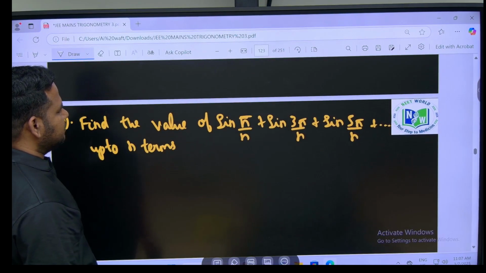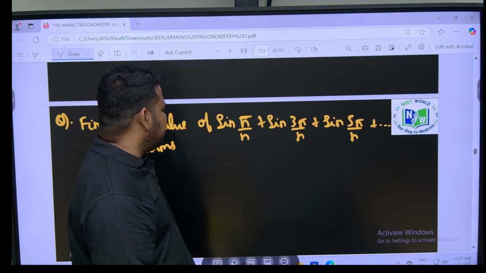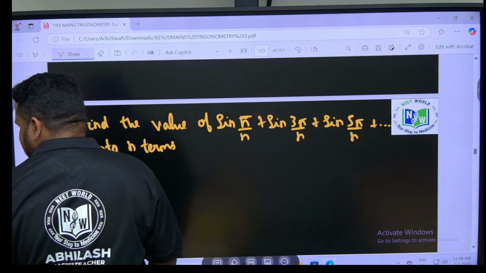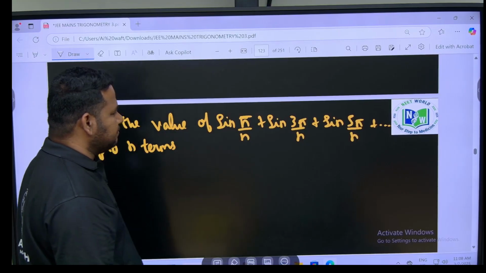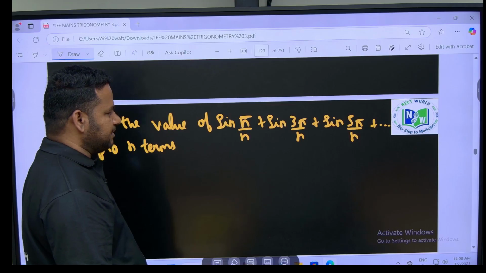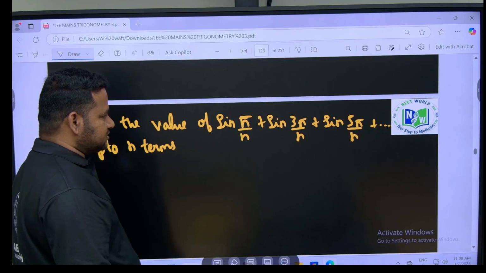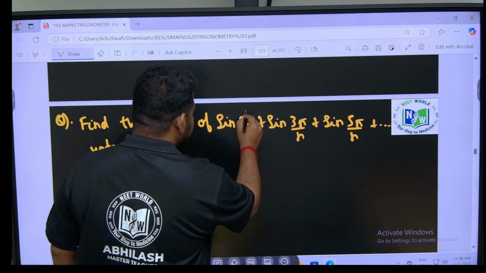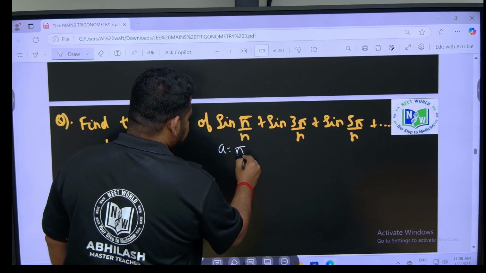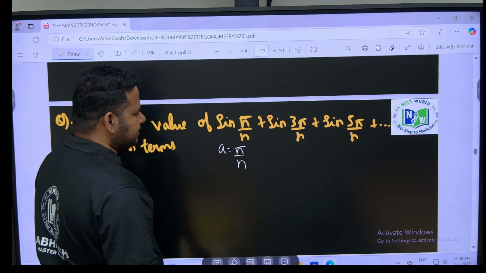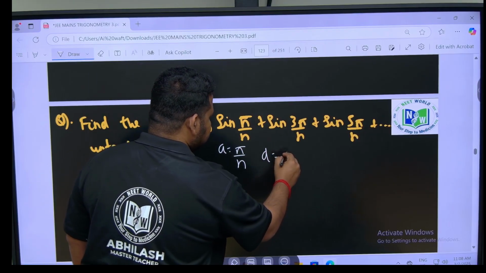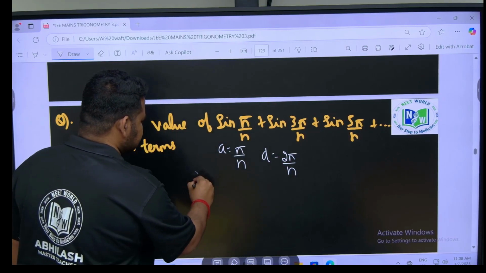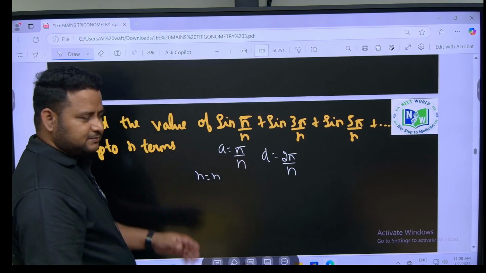Next one, similar to this. Find the value of sin pi by n plus sin 3 pi by n plus sin 5 pi by n. Okay, the question is sin pi by n plus sin 3 pi by n plus sin 5 pi by n. Here a is nothing but pi by n. What about d? D is nothing but 2 pi by n. Here n is nothing but n itself.